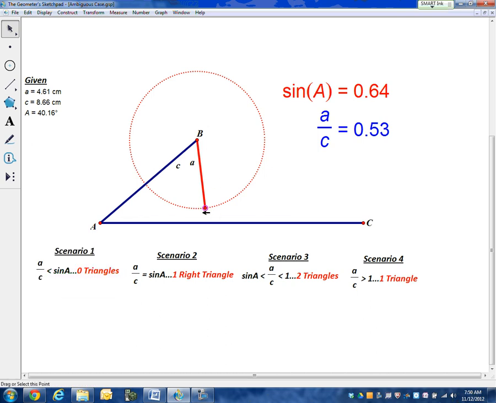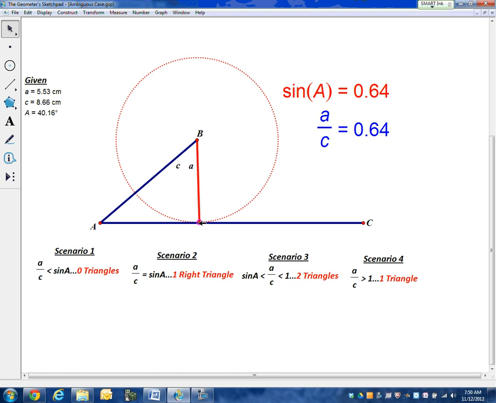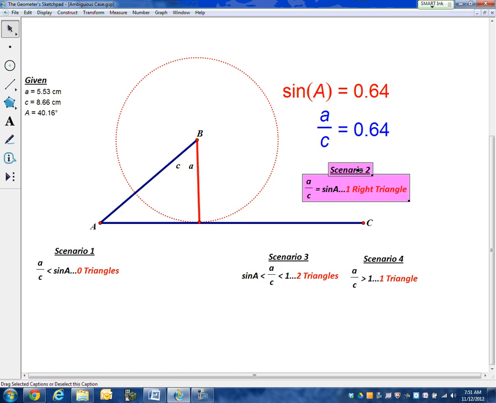Take a look at scenario two. Now, let's say that I extend that red line just enough so that it touches the blue horizontal line. Now take a look. I have a perfect match. That creates scenario two. When the ratio of the legs equals the sine of the given angle, that creates one right triangle. So I only have one triangle in that scenario.